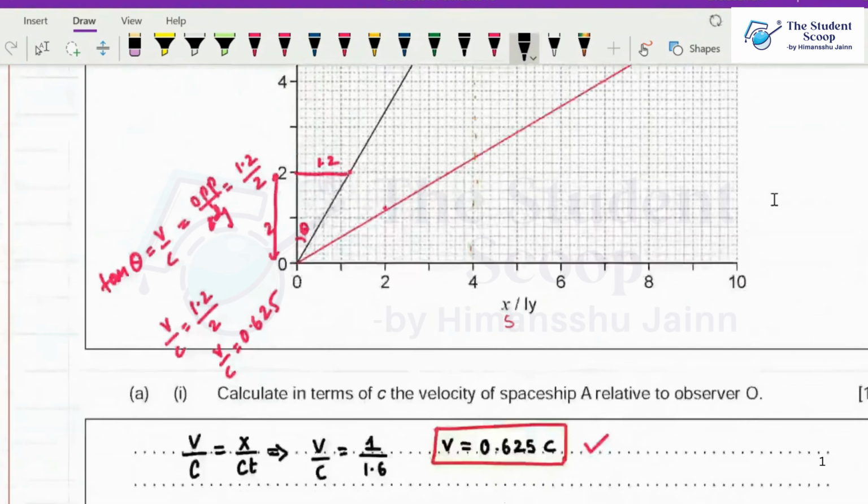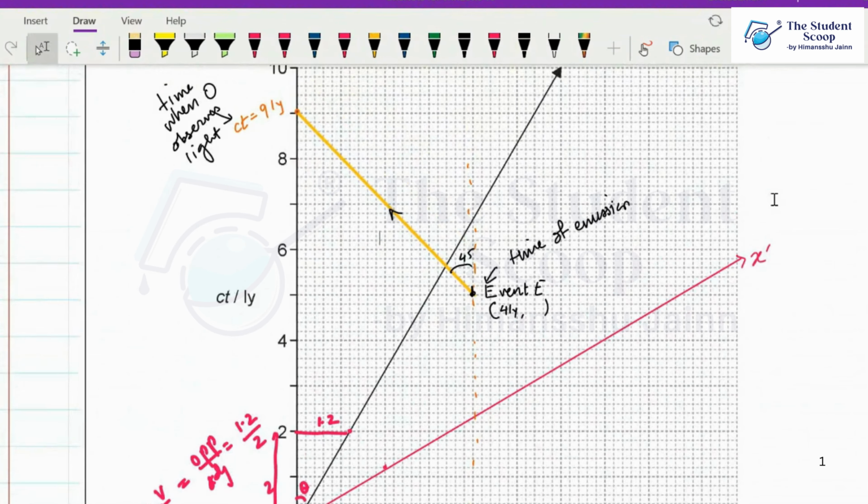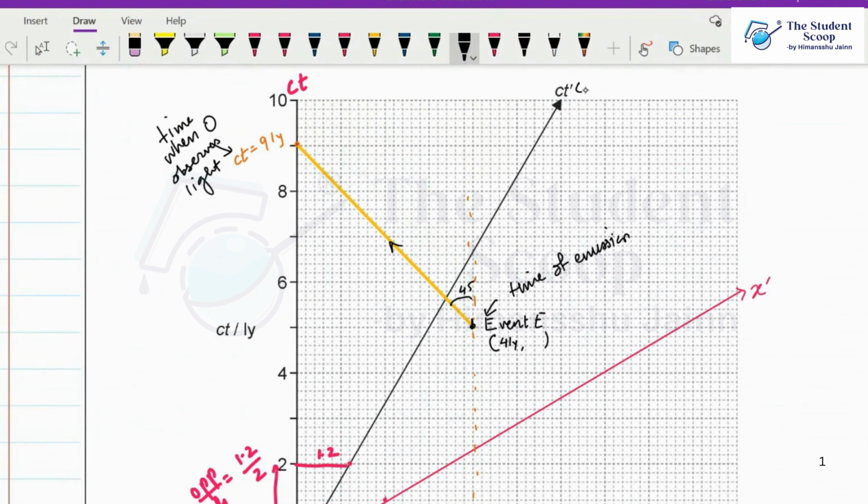E was observed by observer A. So the world line of observer A is this. This is the world line of observer A in the spaceship. So basically, whenever this coincides with this axis, that is the observation point. This is the time when observer A observes the light from it. And we want to find the time.